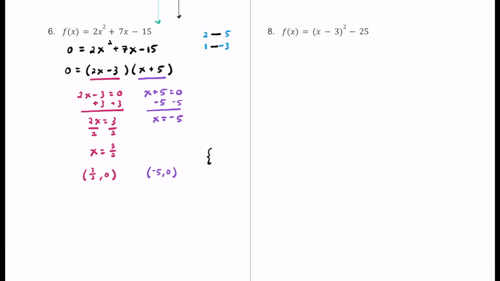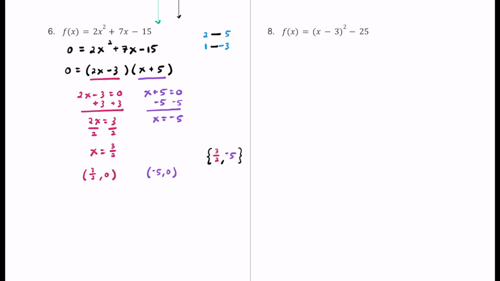And for our solution set, we know that 3 halves is going to be one of the values for x that makes this whole thing equal 0, and the other solution is going to be negative 5. So those are the two values of x that make this equation true, or where it crosses the x-axis.